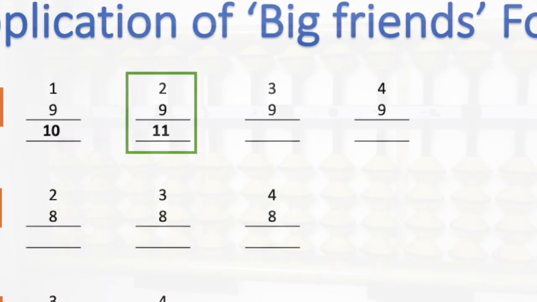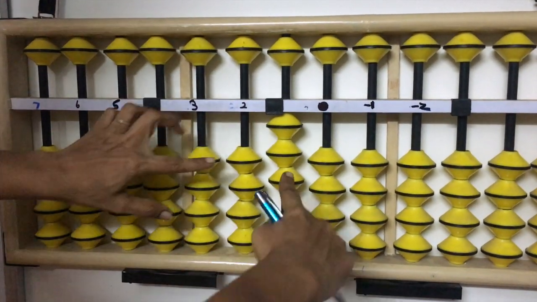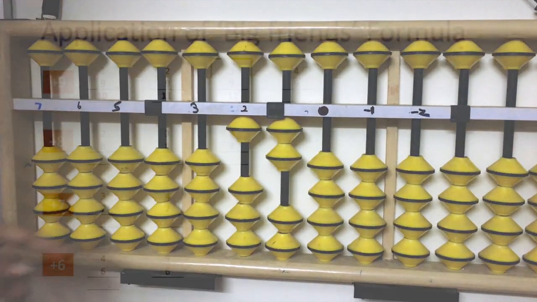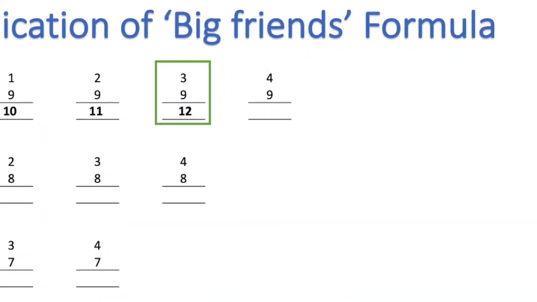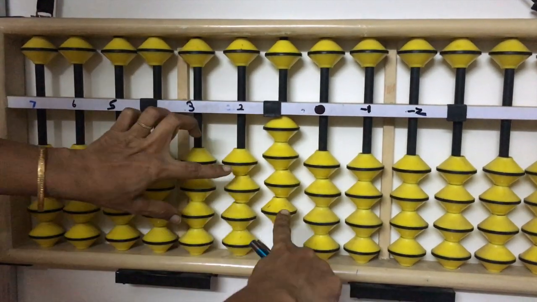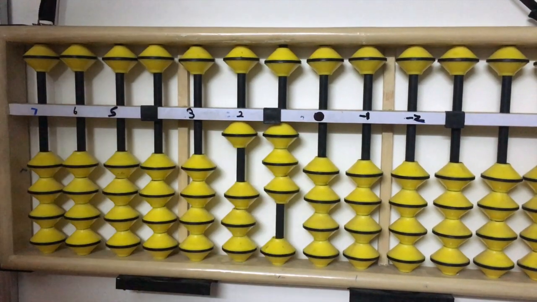Now, 3 plus 9. 3. To add 9, minus 1 plus 10. Value is 12. Now, 4 plus 9. 4. To add 9, simultaneously you should do minus 1 plus 10. So the value is 13.